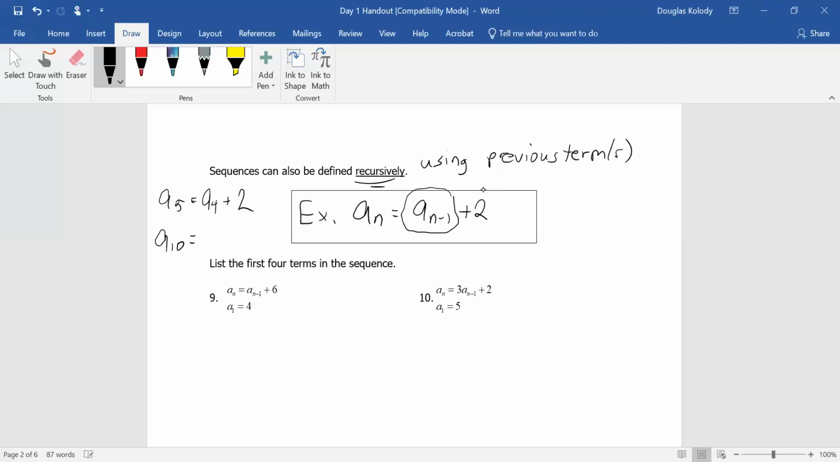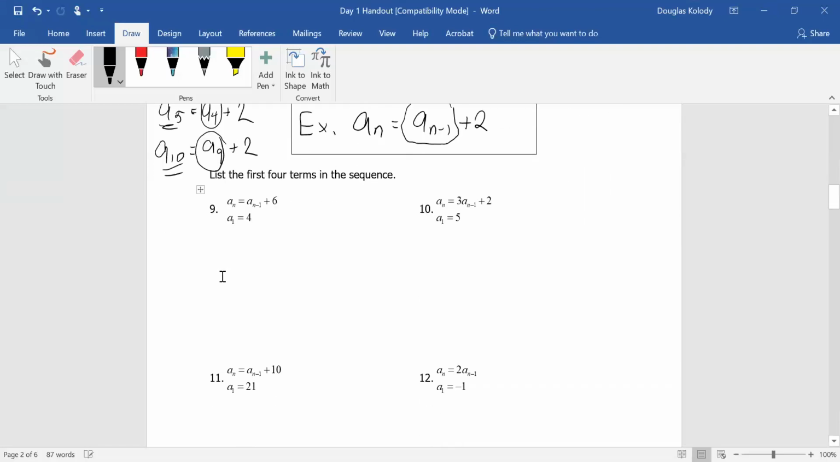10 minus 1 is 9, so I would do A sub 9 plus 2. Probably not the best thing to write A and then 9 right next to it, but you get my point. To find a particular term, you use the term just previous to it. So a recursive formula for a sequence requires two things. It requires a general formula, and then it requires a given of at least the first term.